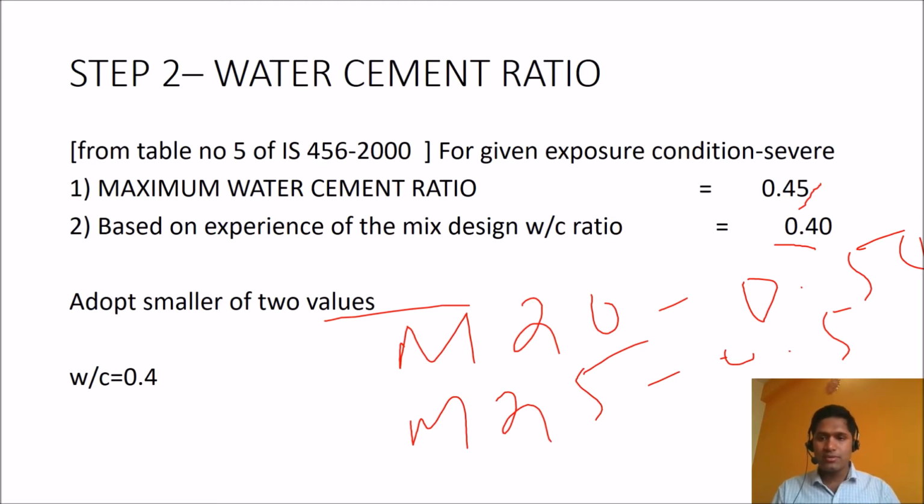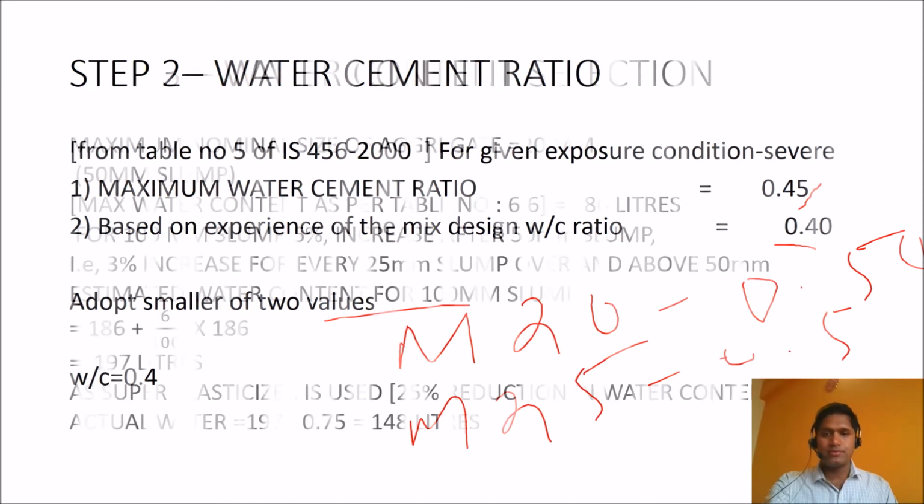So basically the thumb rule is you have to reduce whatever is given as the maximum water cement ratio as per IS 456 and adopt the water cement ratio that is the least of these two. So this is how you need to adopt the water cement ratio.